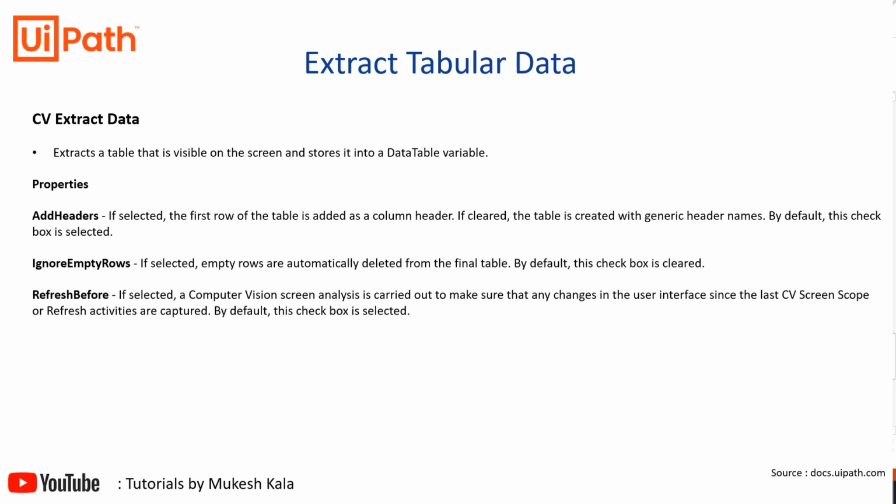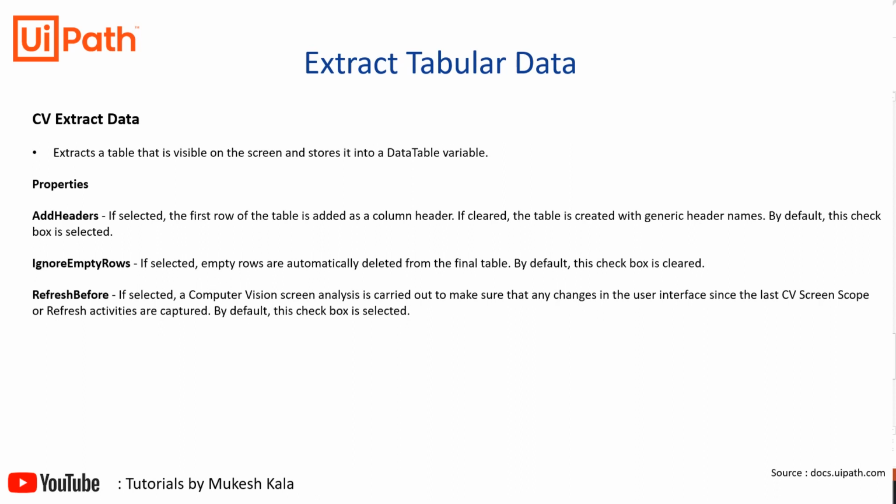The first one is the add headers, which simply means if selected, the first row of the data is added as the column header. If we clear it, the table is created with the generic header name. The other property which is available is called the ignore empty rows, which simply means that if I select this one and the extraction has empty rows in it, the final data would have the empty rows deleted. By default, this checkbox is cleared. In case you have a situation where you want to delete the empty rows, just tick this checkbox.